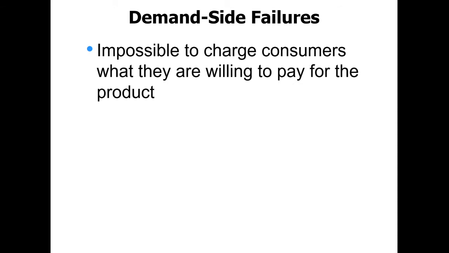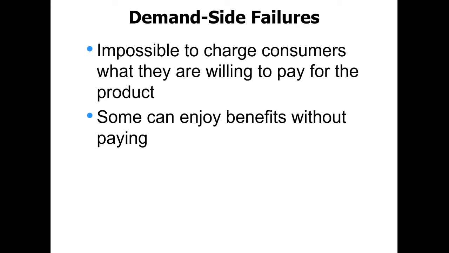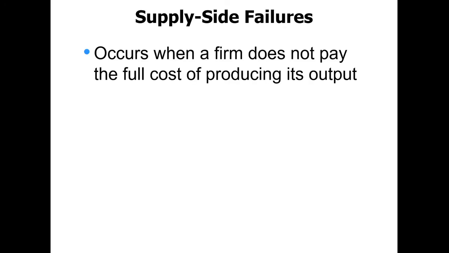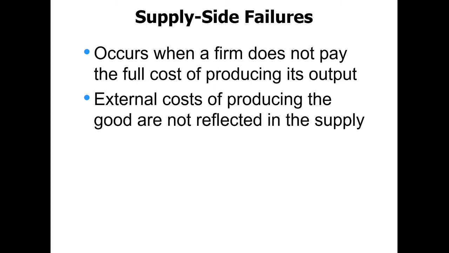Let's look at a demand side failure where it's impossible to charge consumers what they are willing to pay for the product. Therefore, some people can enjoy benefits without actually paying for the product. Then we have a supply side failure, which occurs when a firm does not pay the full cost of producing its output. The external costs of producing the goods are not reflected in the supply. Therefore, it is cheaper for the firm to produce the good, and they will produce more of the good.